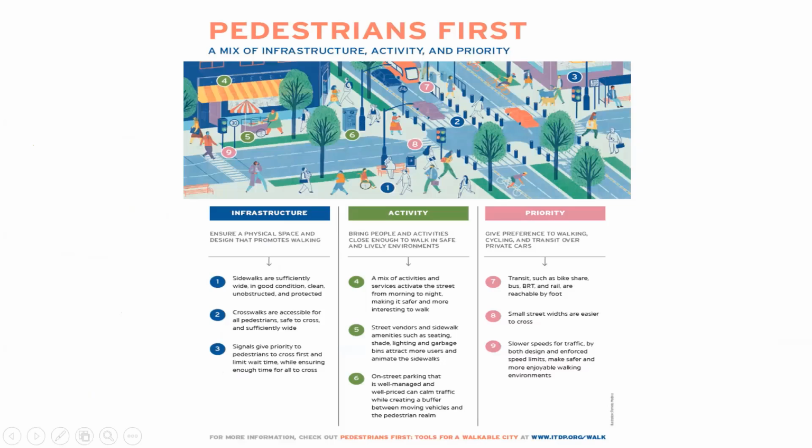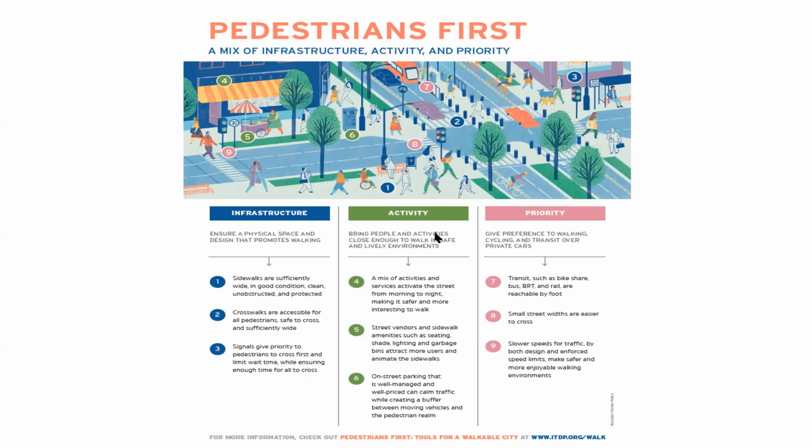Now, let's have a look at this chart. Pedestrians first, it's a mix of infrastructure, activity, and priority. So as we see over here, we want an infrastructure that ensures a physical space and design that promotes walking. So sidewalks are sufficiently wide, in good conditions, clean, unobscured, and protected. Crosswalks are accessible for all pedestrians, safe to cross, and sufficiently wide. I mean, this is a major problem in the Middle East. It's a pity, to be honest. Signals give priority to pedestrians to cross first and limit wait time while ensuring enough time for all to cross.